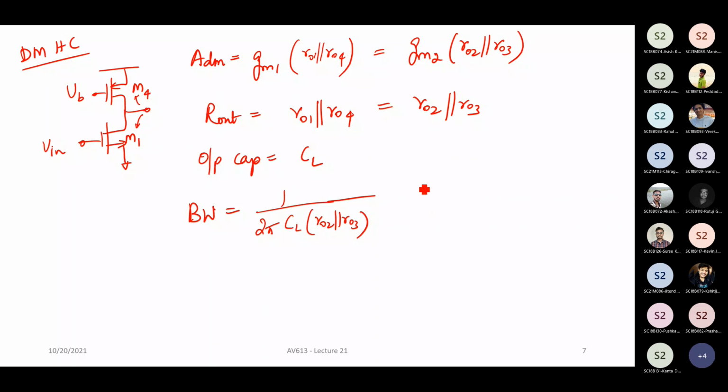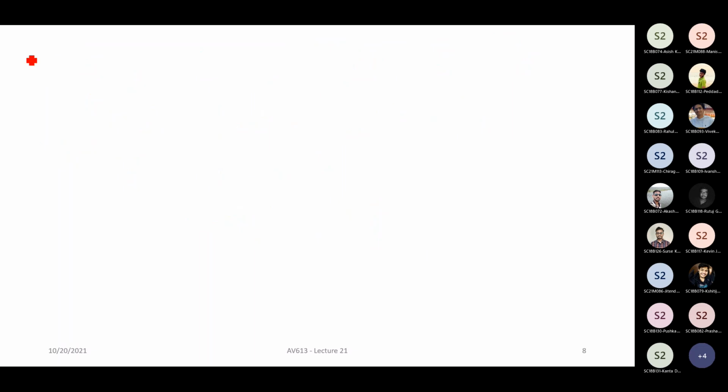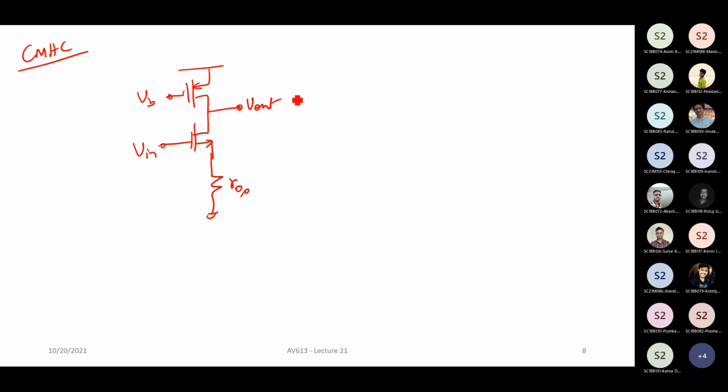And the common mode half circuit is going to be what? The common mode half circuit is basically going to be very similar, in the sense that you have VB here, you have Vin here, and you have R00 here, right? Yeah, Vout. And the common mode gain is basically given by gm1 times R01 parallel to R04 divided by 1 plus 2 times gm1 into R00, right?